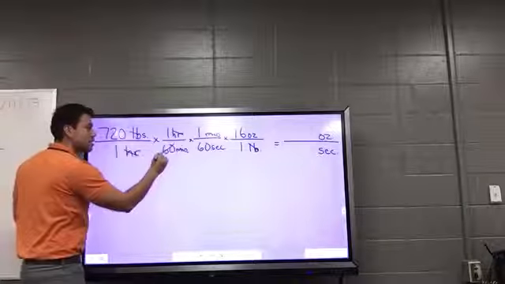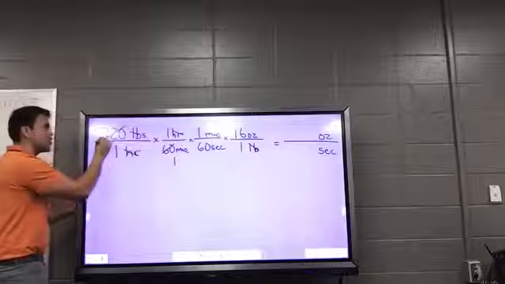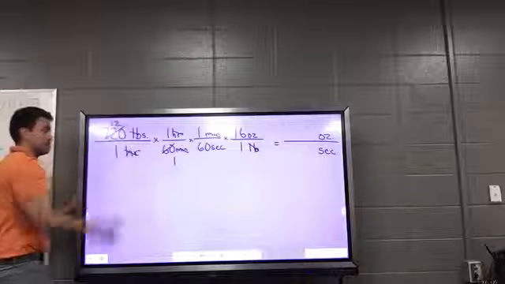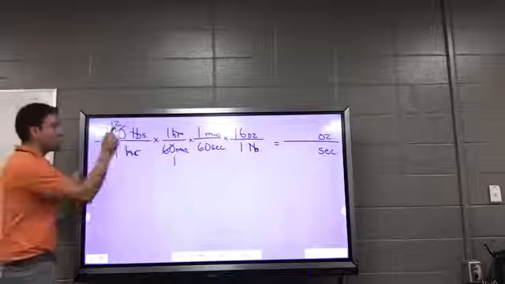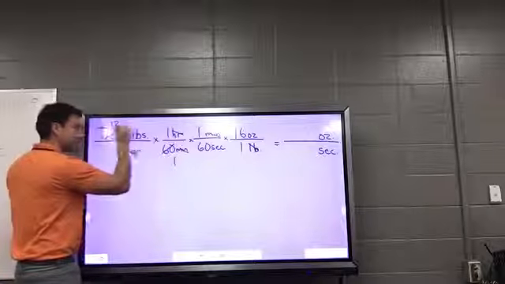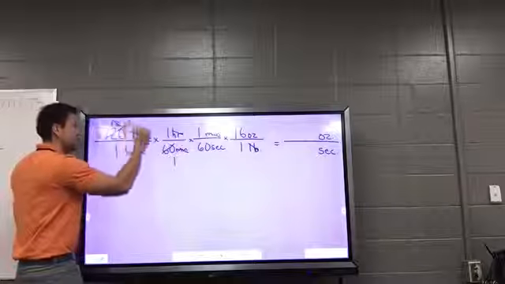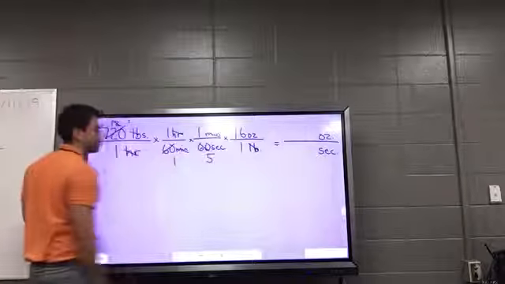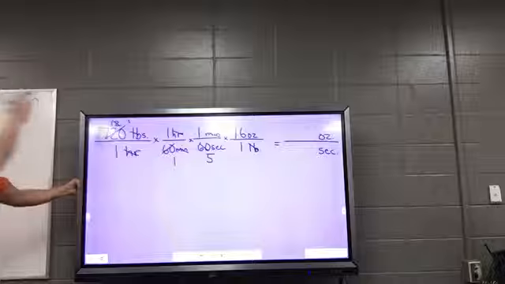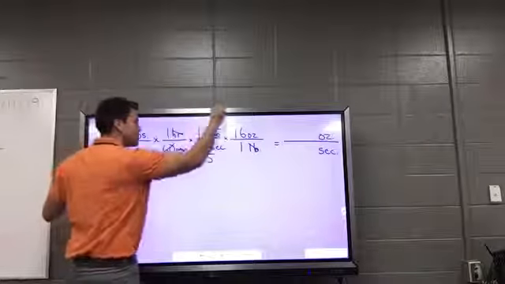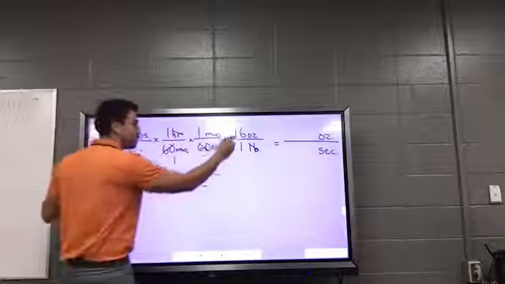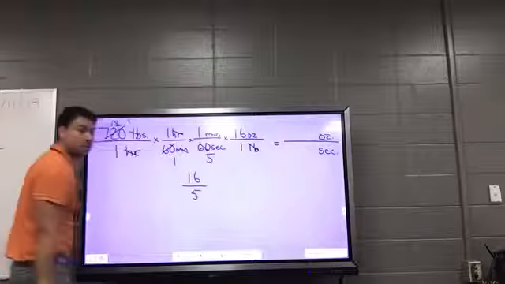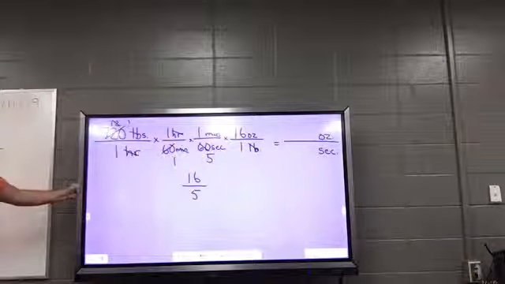Ready? 60 goes into 720 12 times. That's nice. But if only we were done there. 12 and 60 can cancel, can't they? Yes. Once, 5. 1 times 1 times 1 times 16, 16. 1 times 1 times 5 times 1, 5. That's my division problem.